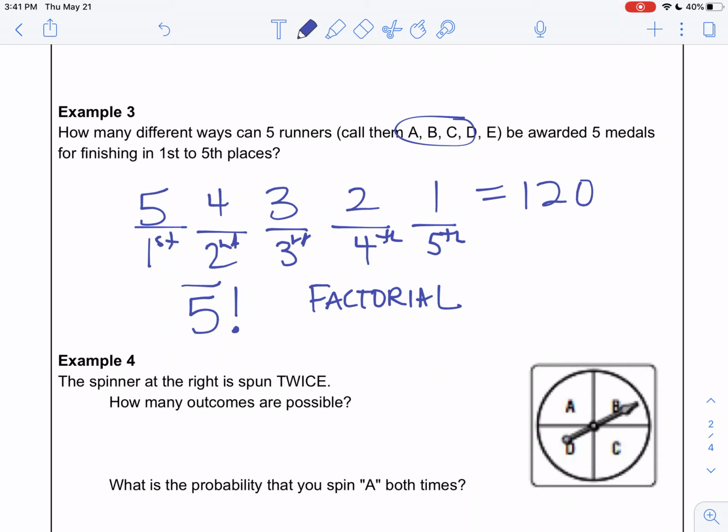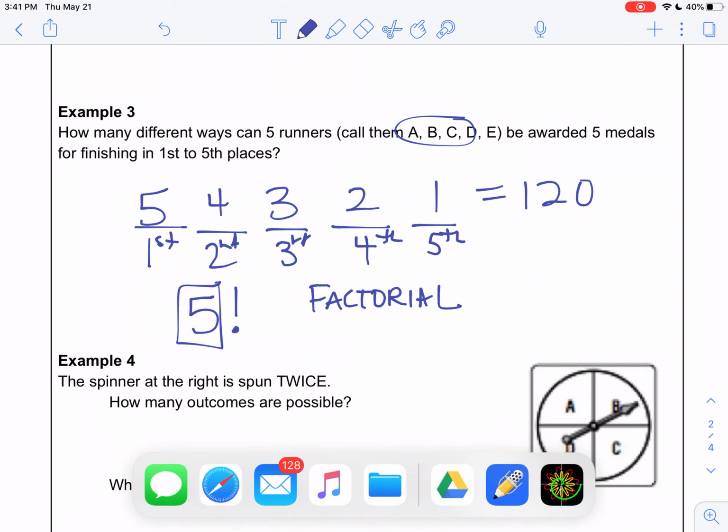It always starts with that top number and multiplies by each integer less than it until it gets down to 1. So here's what that looks like on your calculator.